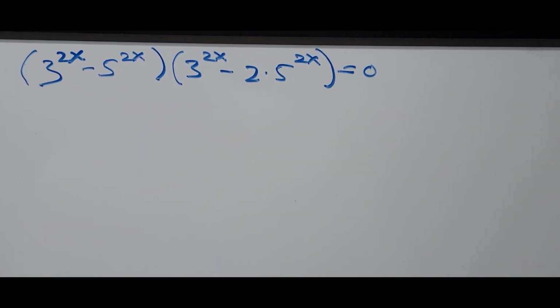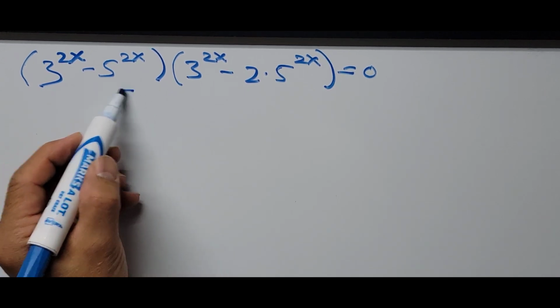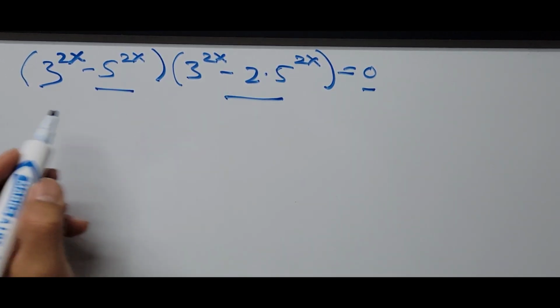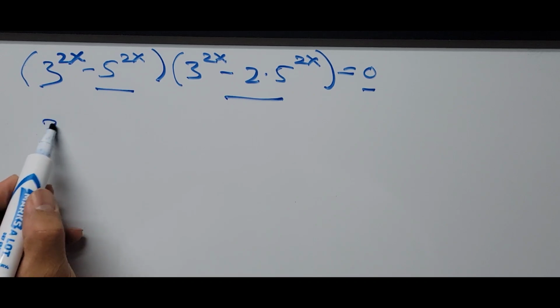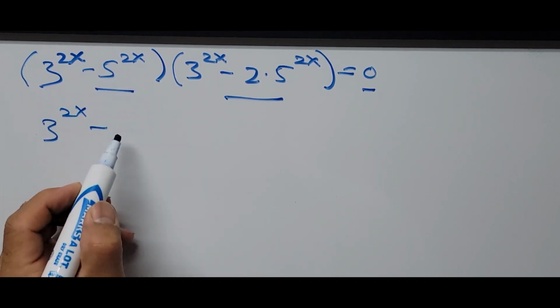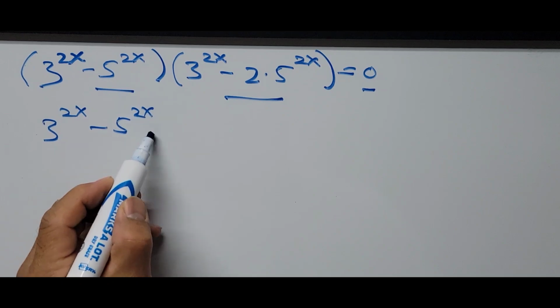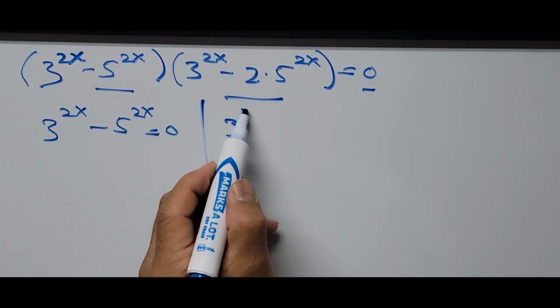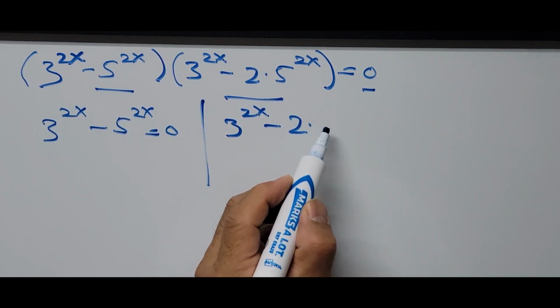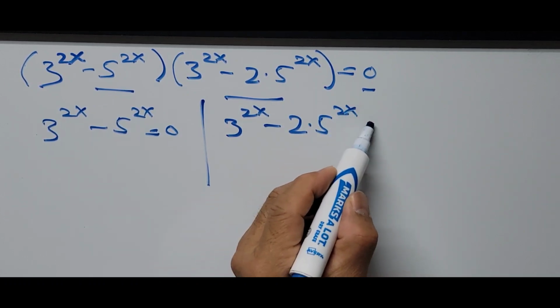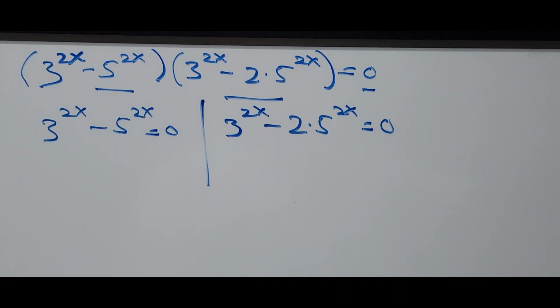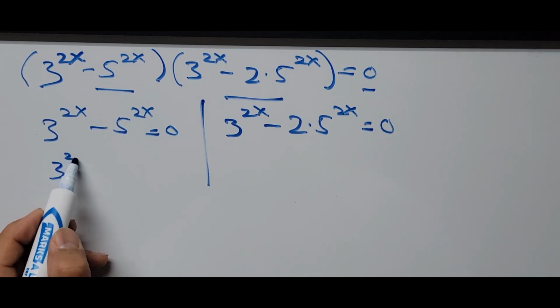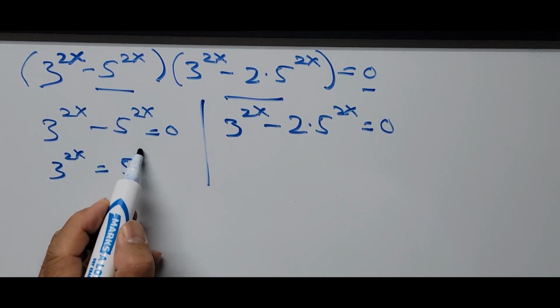From here, if you notice, we can equate these two factors to 0. So let's do that. This is now 3 raised to the 2x minus 5 raised to the 2x equals 0, and the right side is 3 raised to the 2x minus 2 times 5 raised to 2x equals 0. From here, the left side, we solve this separately. This is now 3 raised to the 2x equals 5 raised to 2x.